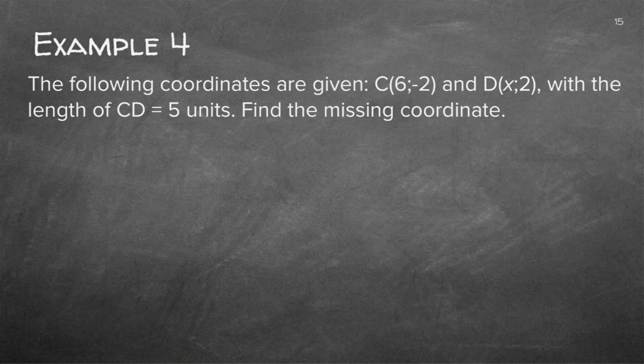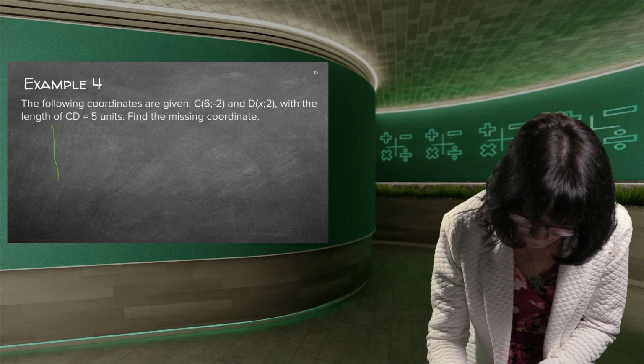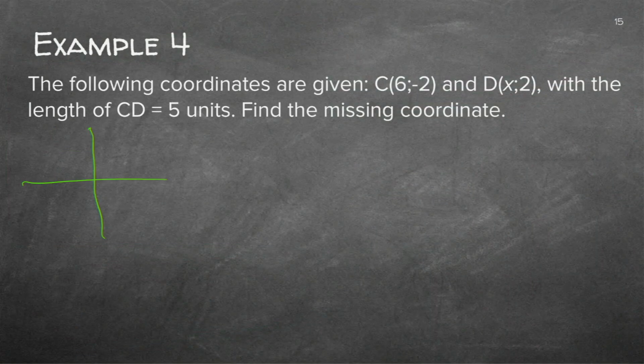Good. Now, this problem here is a bit difficult to draw. Let's just see why. I'm going to just do a very rough sketch. You see, I'm not measuring anything. C is 6 and -2, say it's maybe there. Now, D is x and 2. So they only give you the y value. They don't give you the x value. So I haven't got a clue where to draw it, except I know 2 maybe is somewhere there.